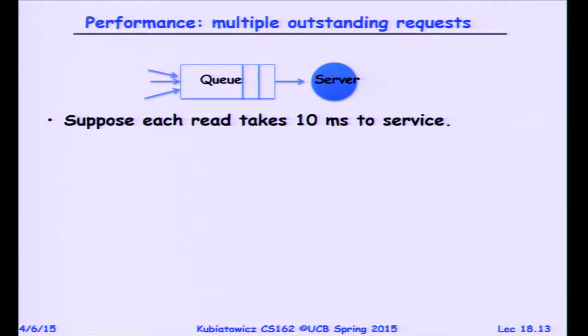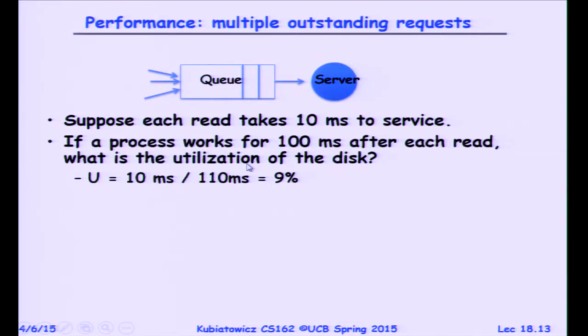All right? And suppose that every read of something the server is doing, call this a disk, whatever, takes 10 milliseconds. Suppose a process works 100 milliseconds after each read. What's the utilization of the disk? Well, 10 over 110. Okay, 9%. That's not a very well-utilized disk. So what can we do? How do we fix this? Suppose that this disk was the slow thing in our system we want to optimize for.